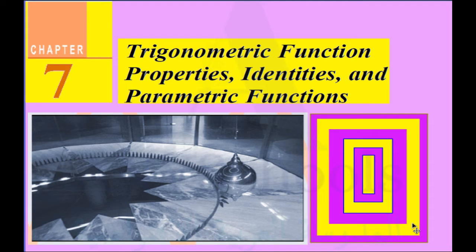Hello everyone, welcome to chapter 7 of the pre-calculus course, and this chapter is all about trigonometric function properties, identities, and parametric functions. So last chapter I introduced you to the sinusoidal functions, or the so-called periodic functions, such as the sine function, the cosine function, and some other functions related to these two primary functions, which are the tangent, cotangent, secant, and cosecant functions.